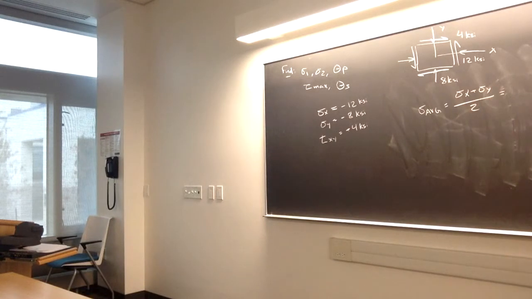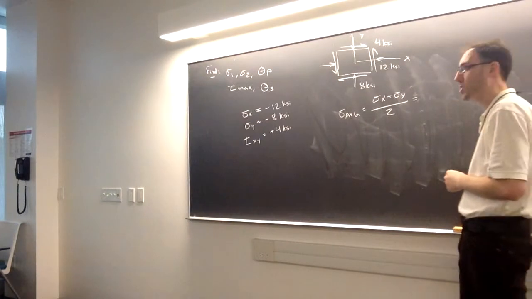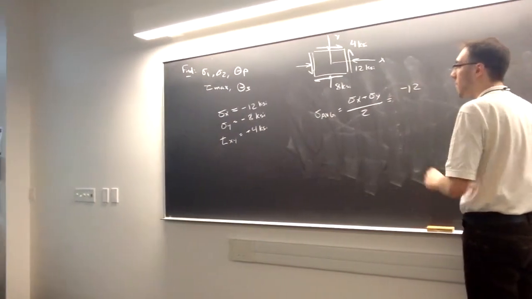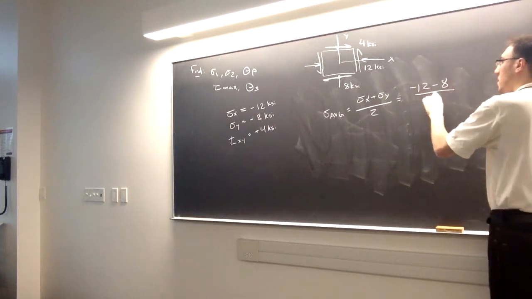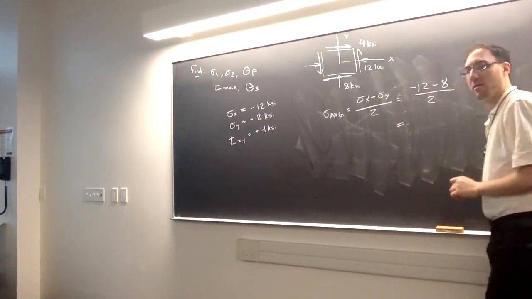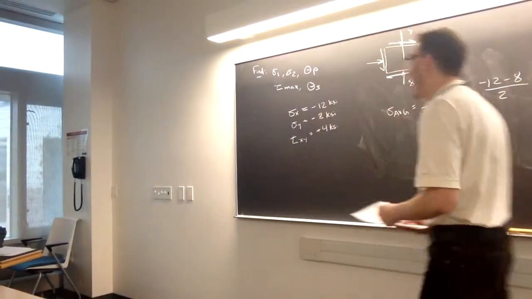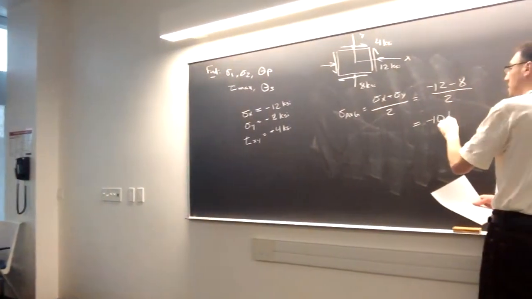So again, average stress is just, as the name implies, the average of our two normal stresses in our original case. So I have negative 12 plus negative 8, which makes our average stress negative 10.